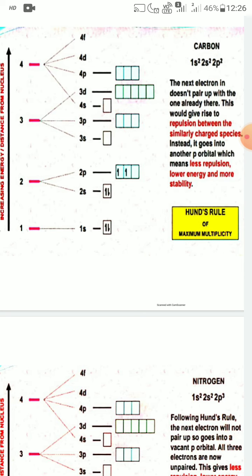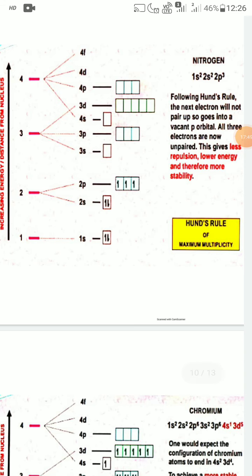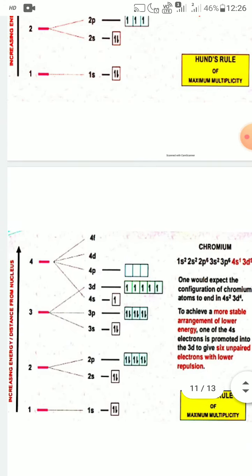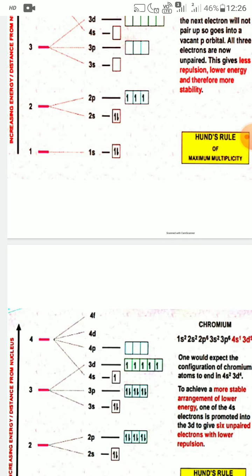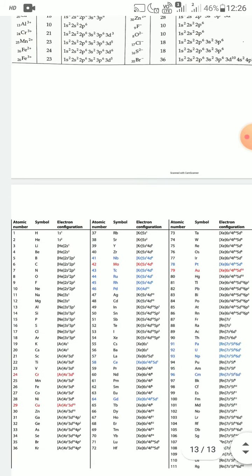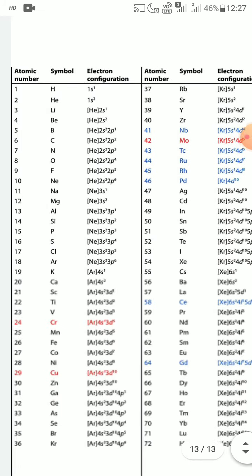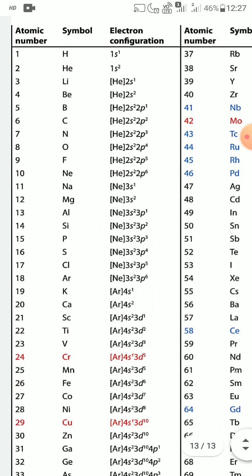Okay. So the electronic configuration of carbon becomes 1s2, 2s2, 2p2. Similarly, the electronic configuration of nitrogen becomes 1s2, 2s2, 2p3, because nitrogen has 7 electrons. And the electronic configuration of oxygen becomes 1s2, 2s2, 2p4. Here you can see in this table the electronic configuration of all elements is given. You have to see this table of electronic configurations of different elements.